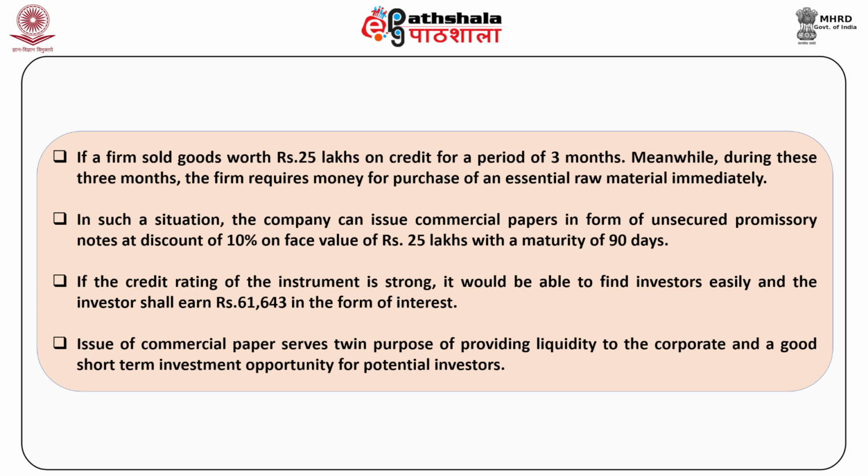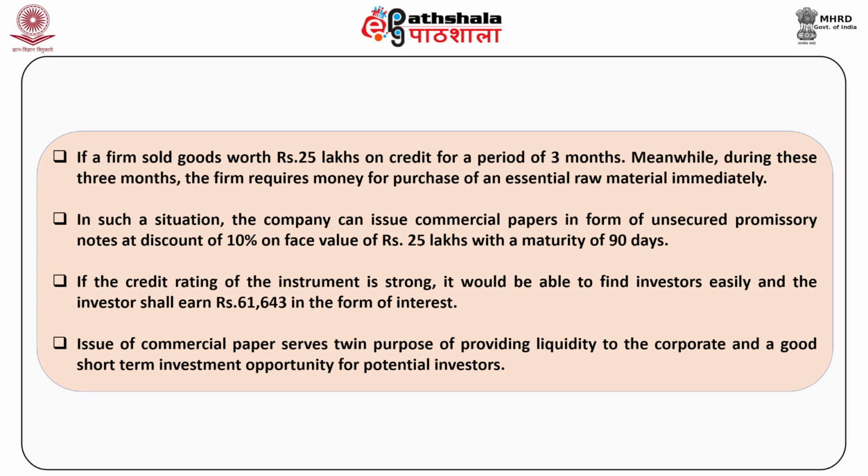Meanwhile, during these 3 months, the firm requires money for purchase of an essential raw material immediately. In such a situation, the company can issue commercial papers in the form of unsecured promissory notes at a discount of 10% on the face value of rupees 25 lakhs with a maturity of 90 days. If the credit rating of the instrument is strong, it would be able to find investors easily, and the investor shall earn rupees 61,643 in the form of interest.